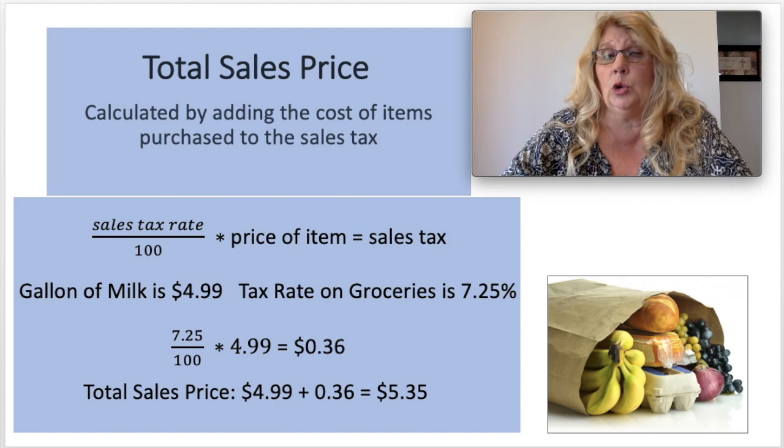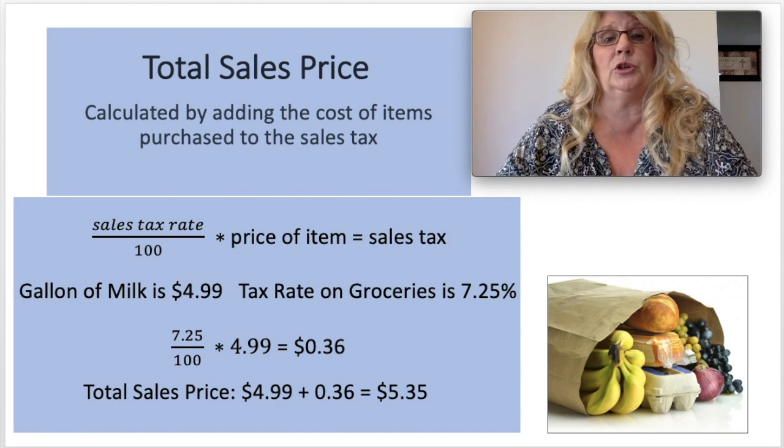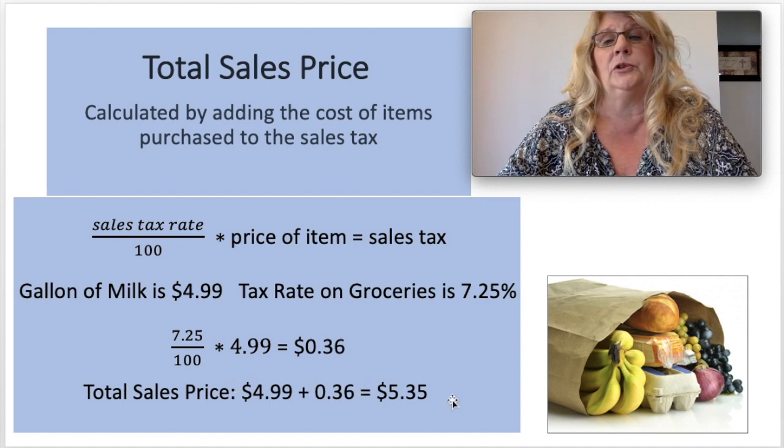Then you find the total sales price. This is when you add the cost of the items purchased to the sales tax. So again, finding the sales tax. Gallon of milk, $4.99. Tax rate is 7.25%. Change percent to a decimal by dividing by 100. Take it times $4.99, you get 36 cents. The total sales price is $4.99 plus 0.36, which gives you $5.35 total that you have to pay for your gallon of milk.